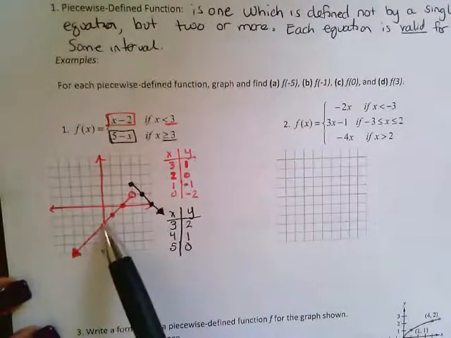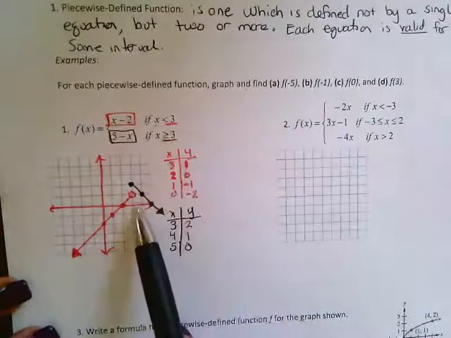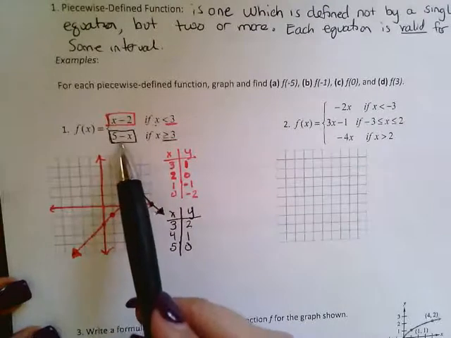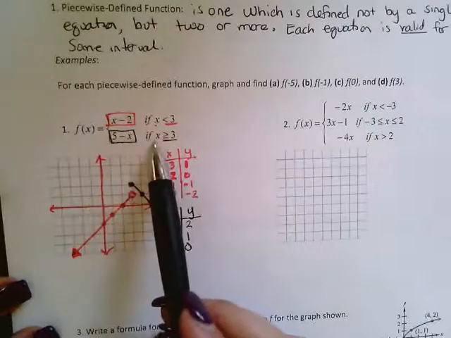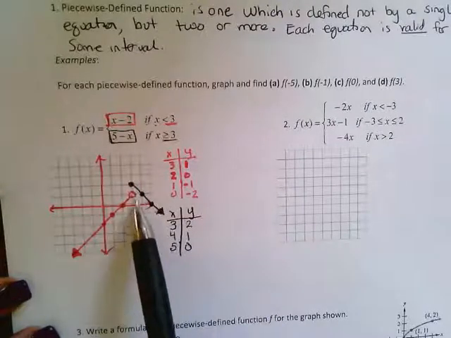Okay, one of the pieces is a linear equation for all x less than 3, 3 being not included. And then my second piece is this linear equation for all x greater than or equal to 3, where 3 is included.